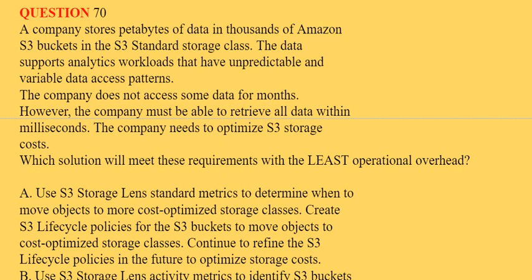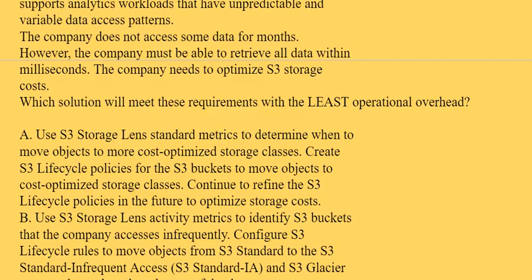The company needs to optimize S3 storage costs. Which solution will meet these requirements with the least operational overhead? Option A, use S3 Storage Lens standard metrics to determine when to move objects to more cost optimized storage classes. Create S3 lifecycle policies for the S3 buckets to move objects to cost optimized storage classes. Continue to refine the S3 lifecycle policies in the future to optimize storage costs.